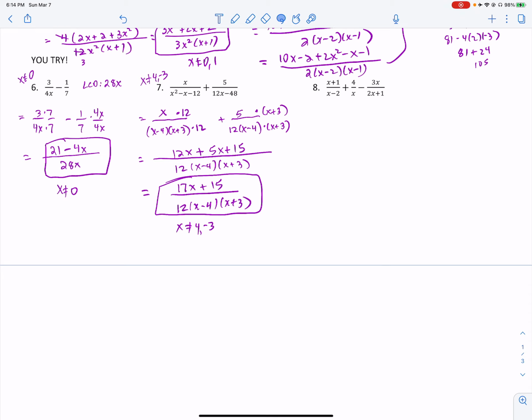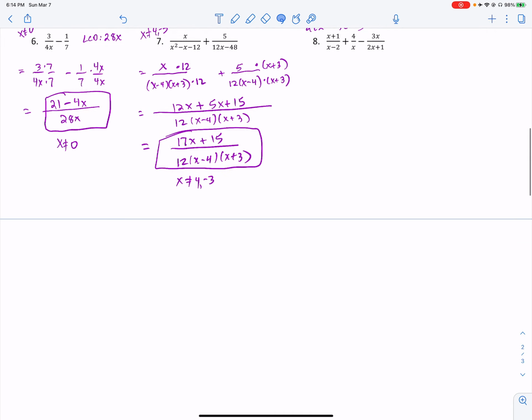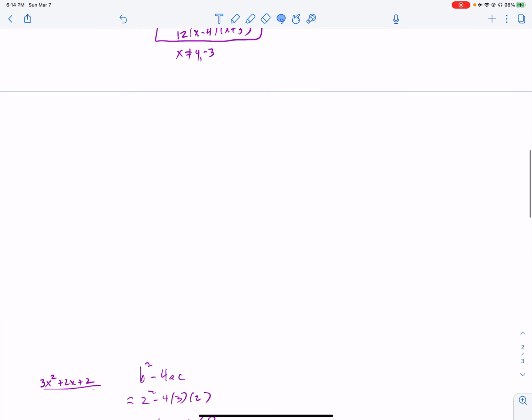All right, for number 8, I am going to copy that and move that down here so I have a little more room. Okay, so my least common denominator, or multiple between the 3 denominators, is the product of all of those, because they're all in factored form. There's nothing to factor in the denominator. They already are factored, so you need each of them.